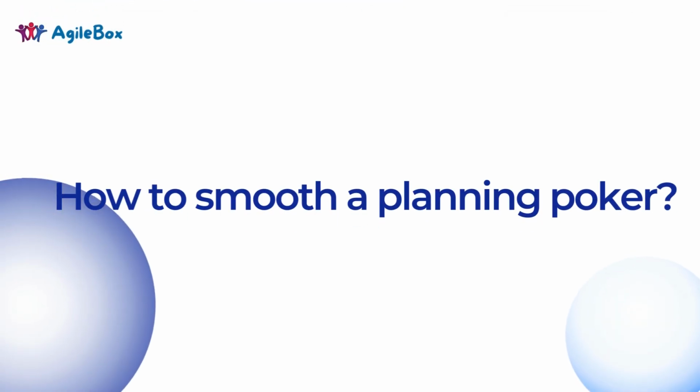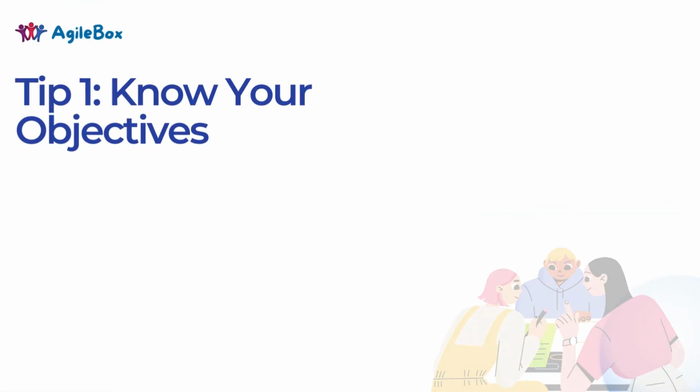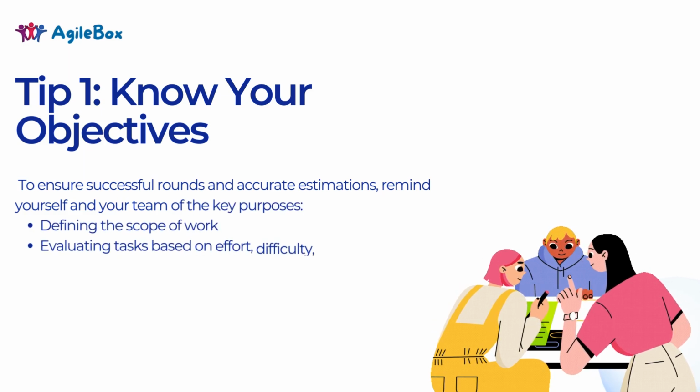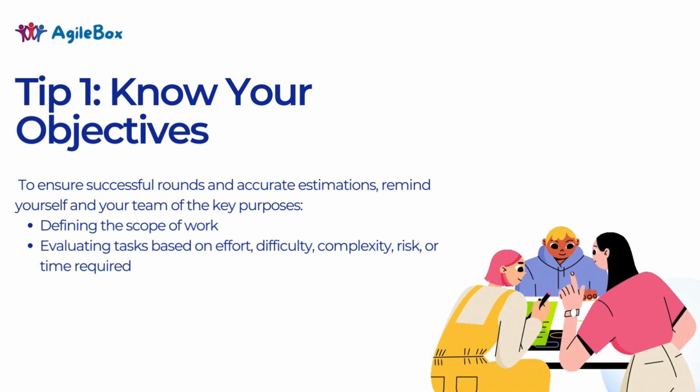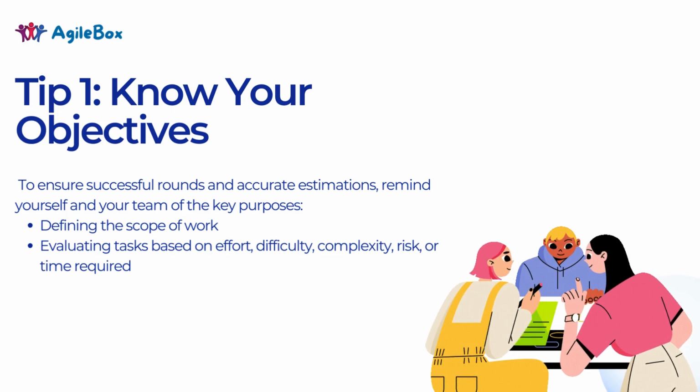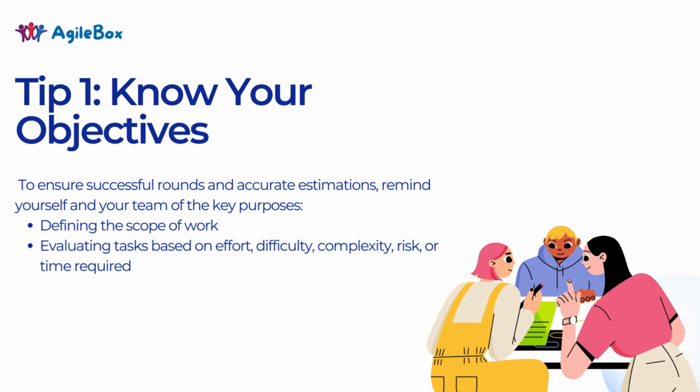How to smooth a planning poker. Tip 1. Know your objective. Even as an experienced product owner or product manager, it's easy to lose sight of your objectives. So remind yourself and your team of the key purposes, defining the scope of work. Evaluating tasks based on effort, difficulty, complexity, risk, or time required.